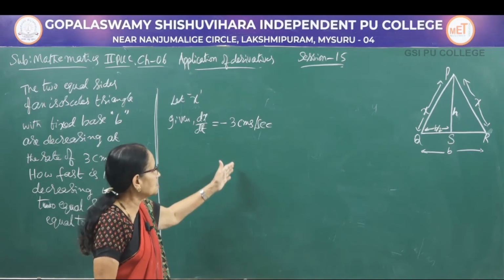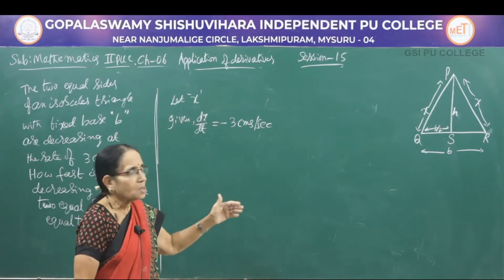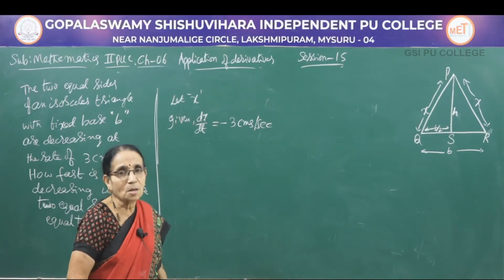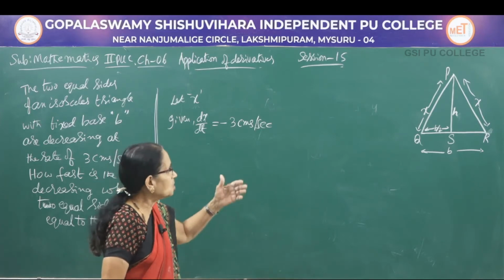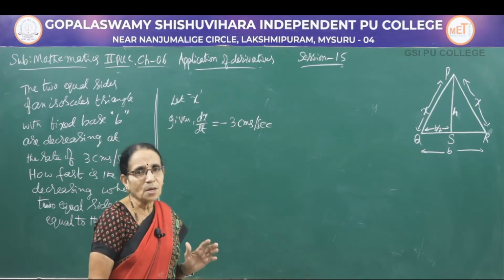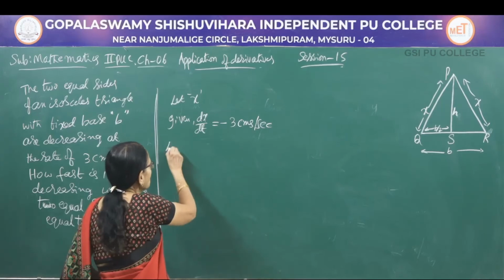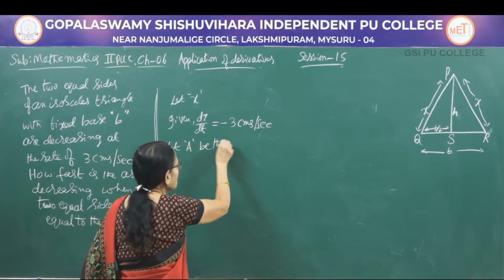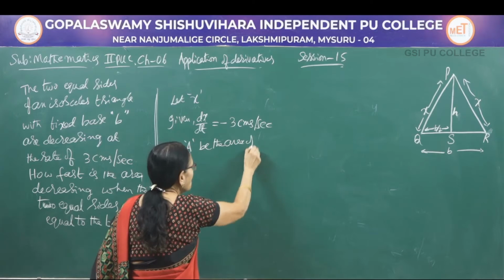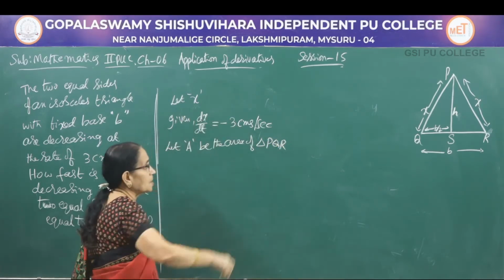So, after differentiation and all, you take x to be equal to b, the base, then you will get the rate of change of the area, which is decreasing. Now, you know the formula to find the area of a triangle, that is half into base into height. Okay, let me make the notation. Let A be the area of the triangle PQR.